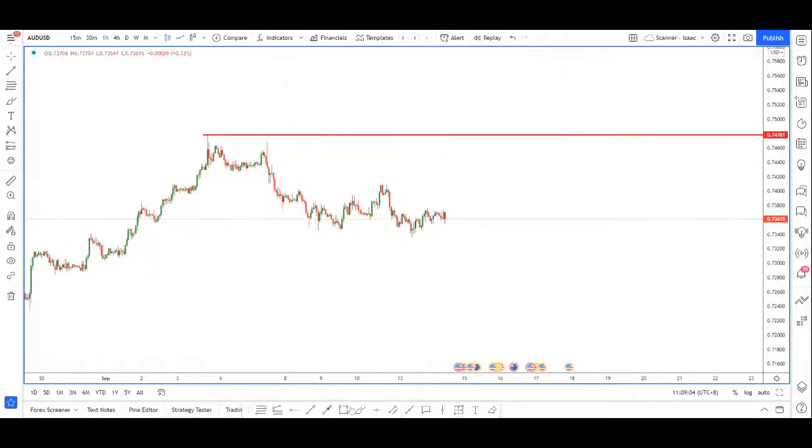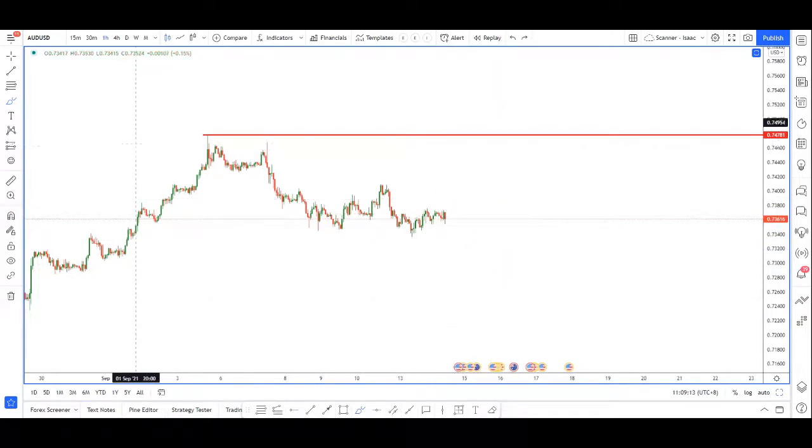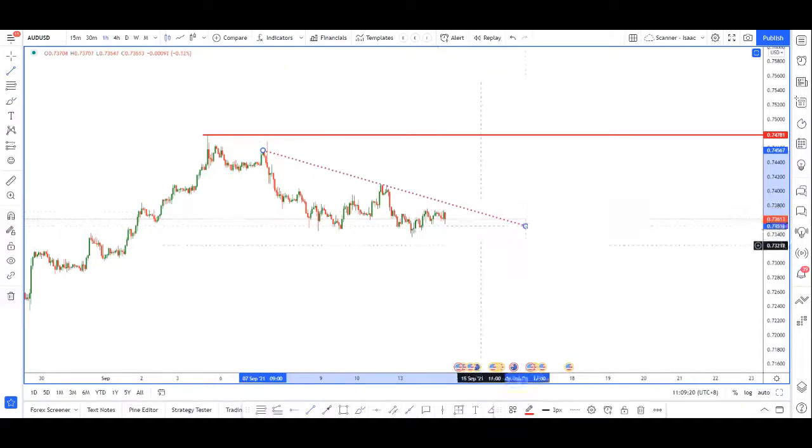And we see that price is actually making lower highs and lower lows. So we can expect price to actually make a lower high before finally pushing down to make a lower low. Connecting all these lower highs together with descending trend line resistance, we see something like that.